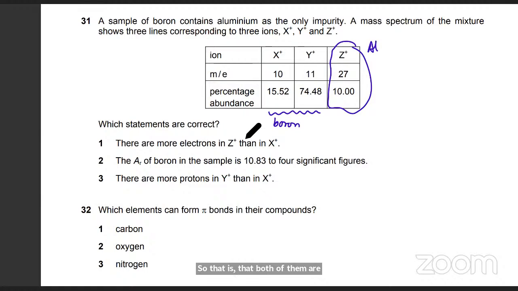So which statements are correct? There are more electrons in Z plus 1 than in X plus 1. Which is kind of true, that Z plus 1 is a much bigger atom, right? Is that clear?